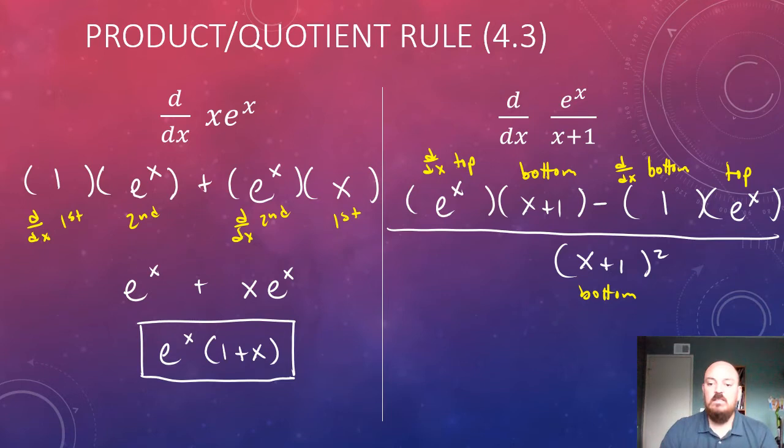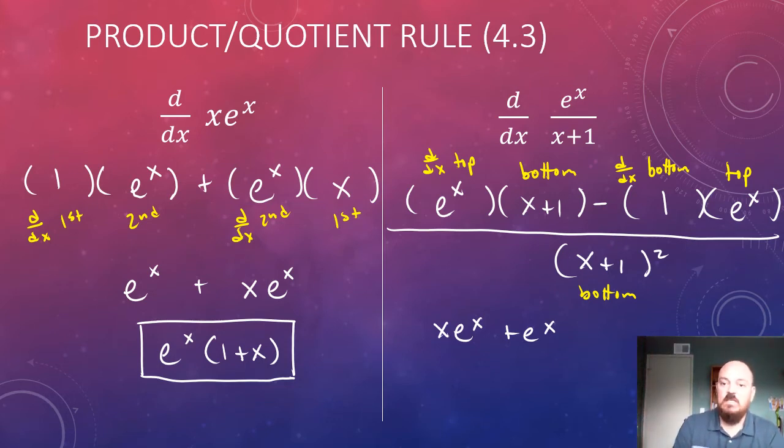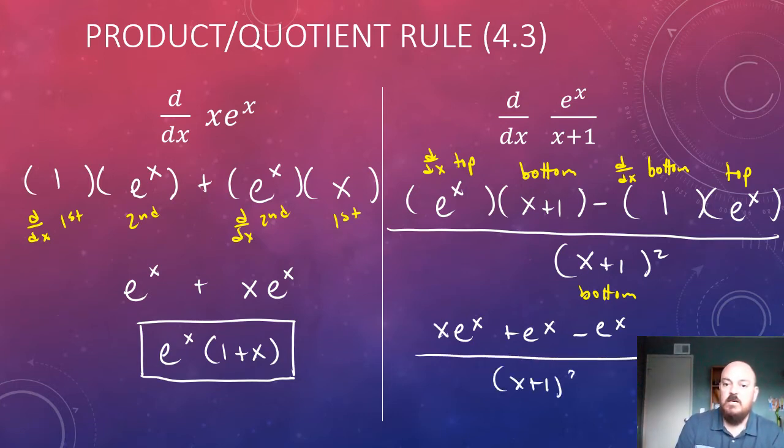So if we clean this up, let's distribute the e to the x on that first part. e to the x times x is x e to the x, and e to the x times 1 is e to the x. And then for the second one, you have minus 1 times e to the x. That would be minus e to the x. And it's all over x plus 1 squared.